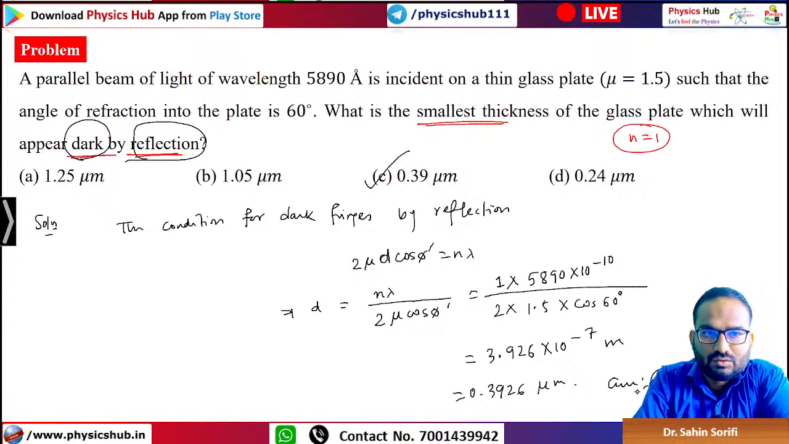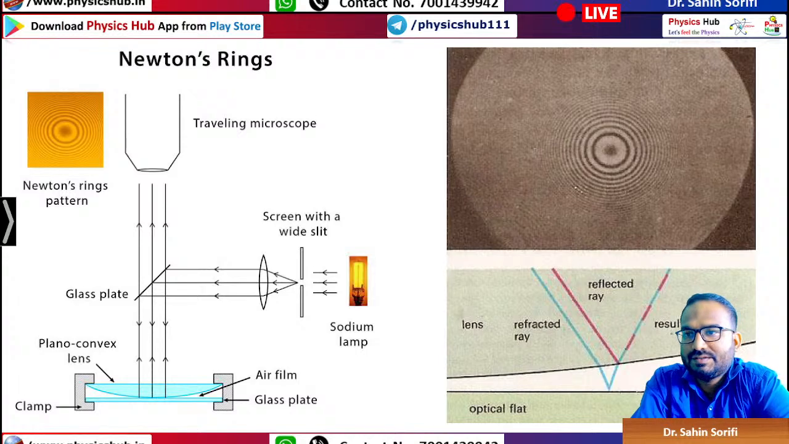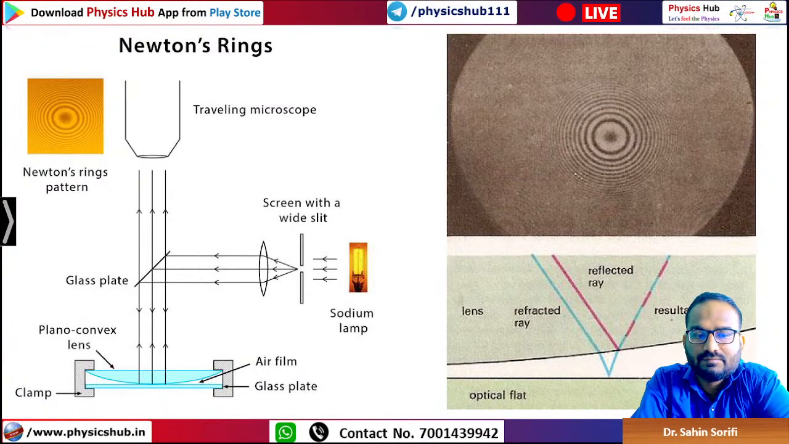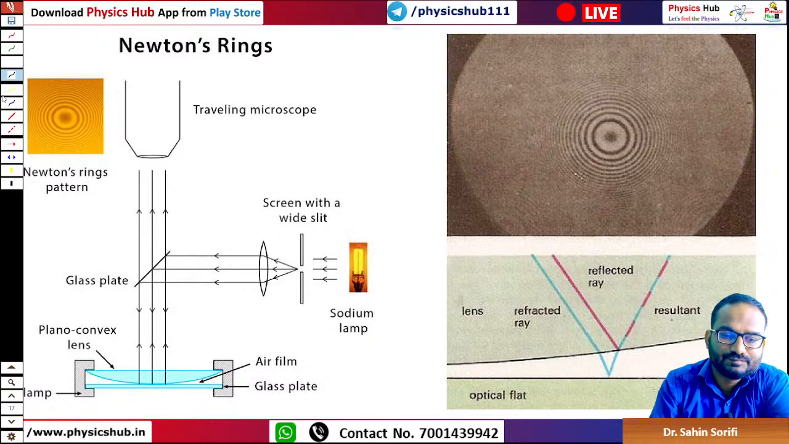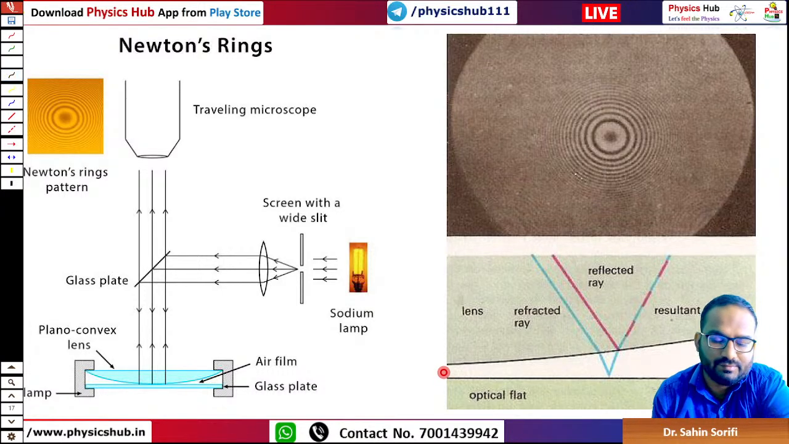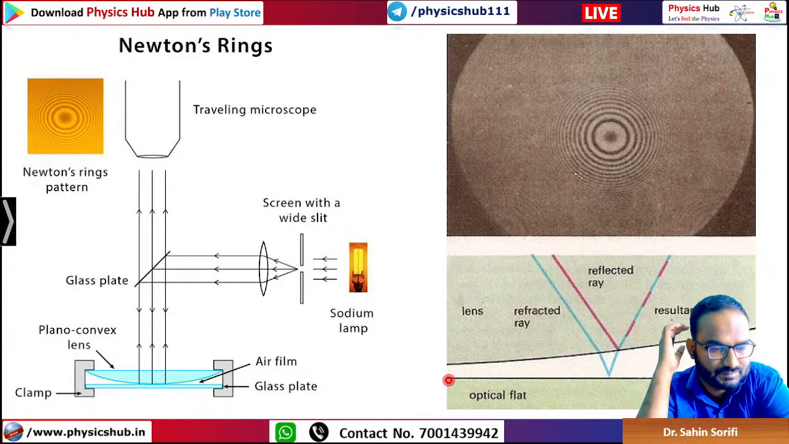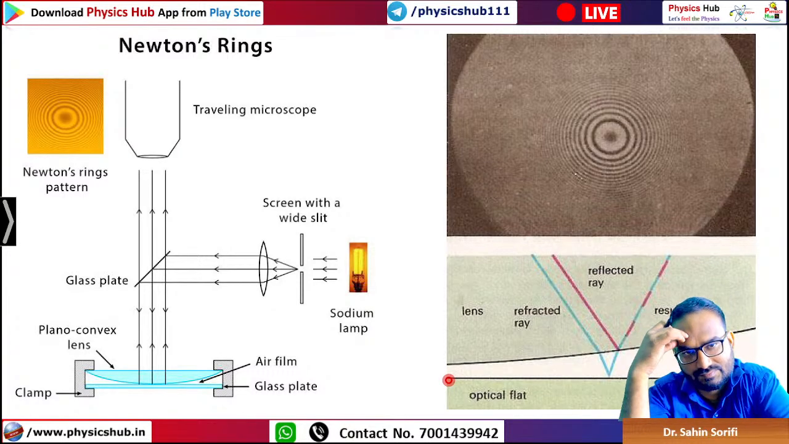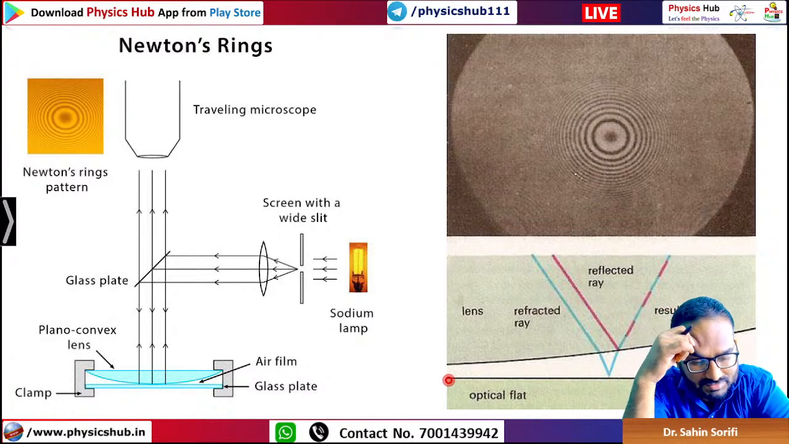Okay, let's quickly go for the remaining topic, that is Newton's ring. Newton's ring is another application of division of amplitude. So let's quickly see, have you done this practical in your MSc or BSc? I think in your BSc you must have done it. Have any one of you done this practical?